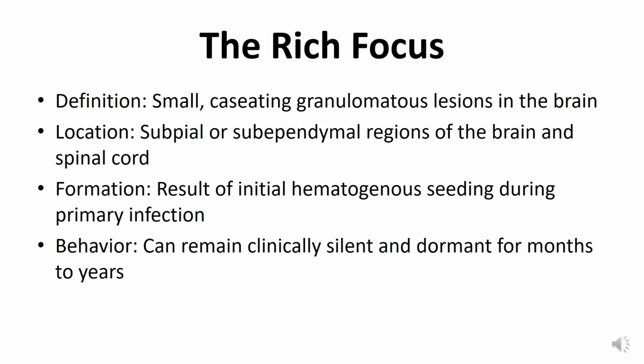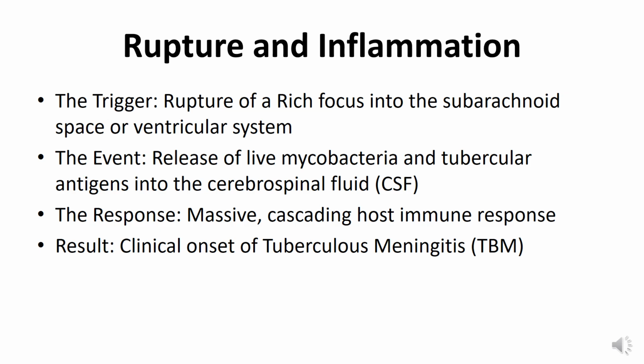Their eventual activation or rupture plays a key role in the development of active central nervous system tuberculosis. Now that we understand the rich focus, let's explore the critical event that often leads to active central nervous system tuberculosis. For months or even years, a rich focus may remain silent and dormant. The patient may have no symptoms and no indication that infection exists within the nervous system. However, this stability can be disrupted by a single event.